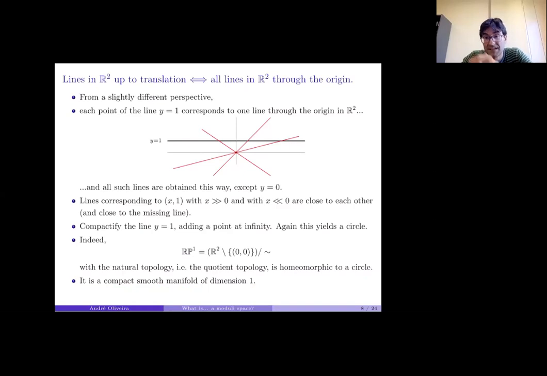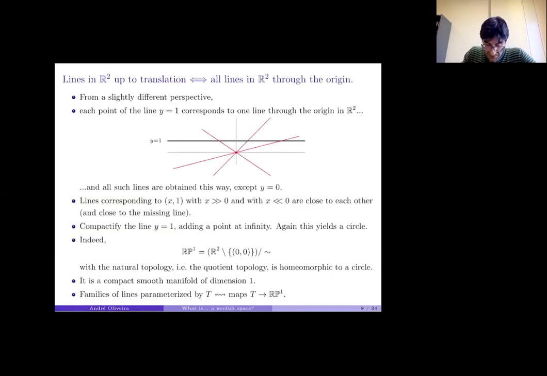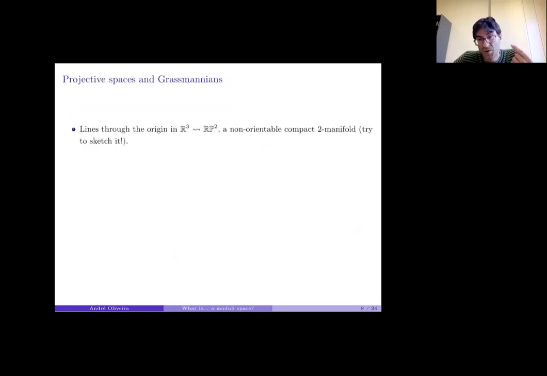So compact means that there is no degeneration of lines. You see, there's no way to degenerate lines through the origin to any other kind of object. And there are no special lines among those through the origin and so on. Okay, so again, here we have the same picture as these families parameterized by a space, but let's talk about that afterwards.